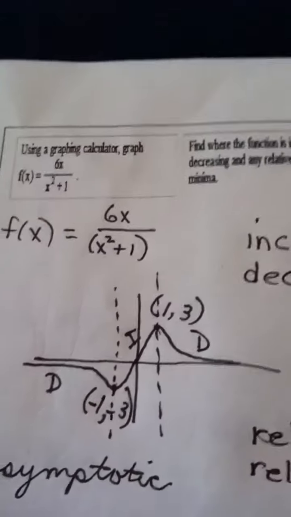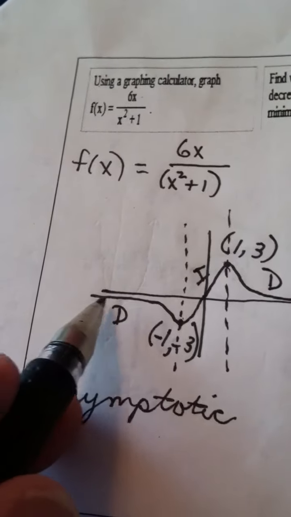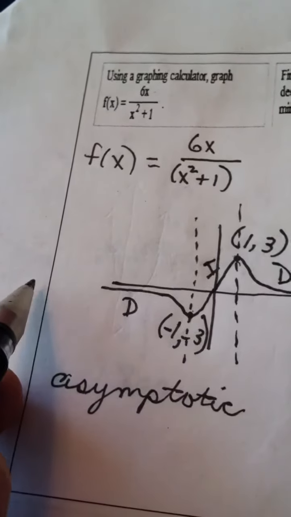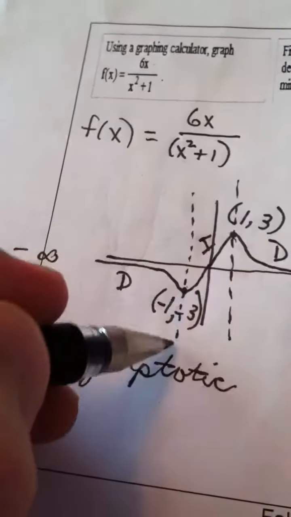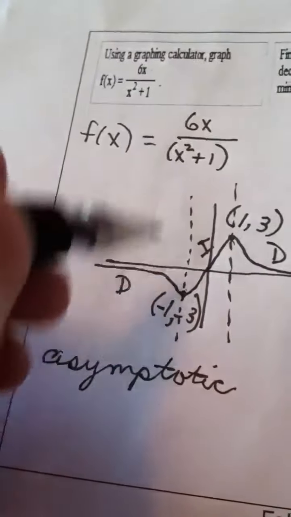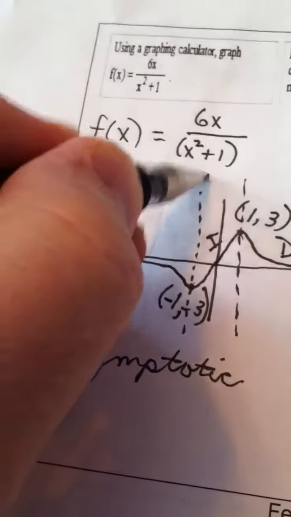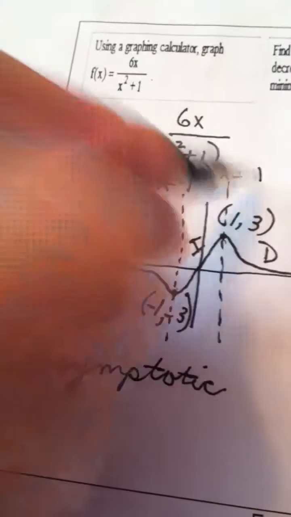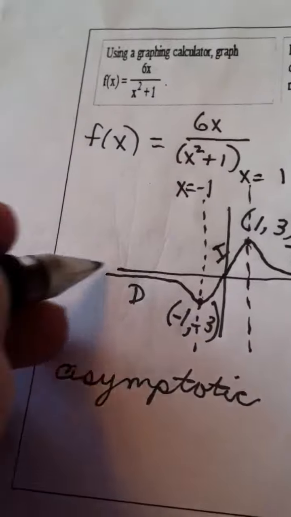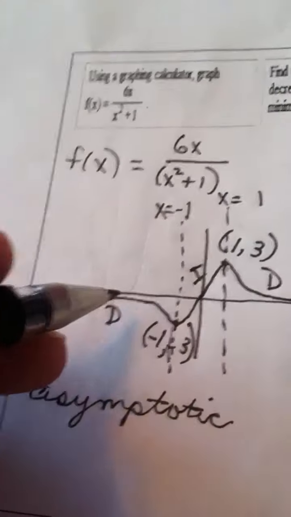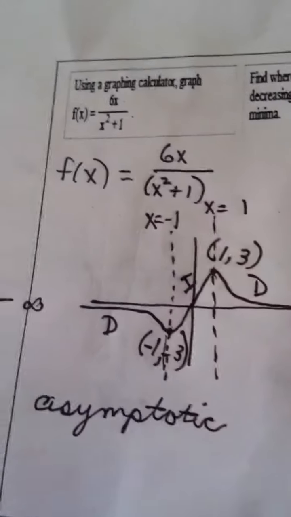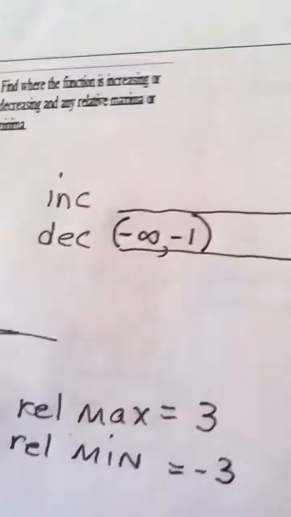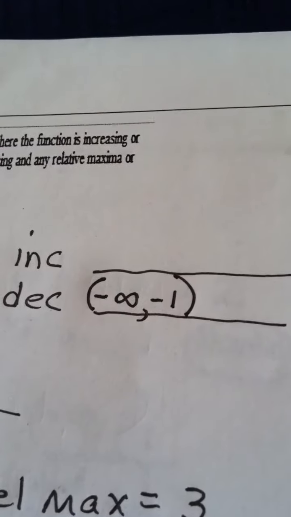So when I look along the x-axis and I want to see where this first piece is, I'm coming from -infinity to -1. We use the x value. This x value is -1. This x value is +1. So from -infinity to -1, the graph is decreasing. And again, no bracket.